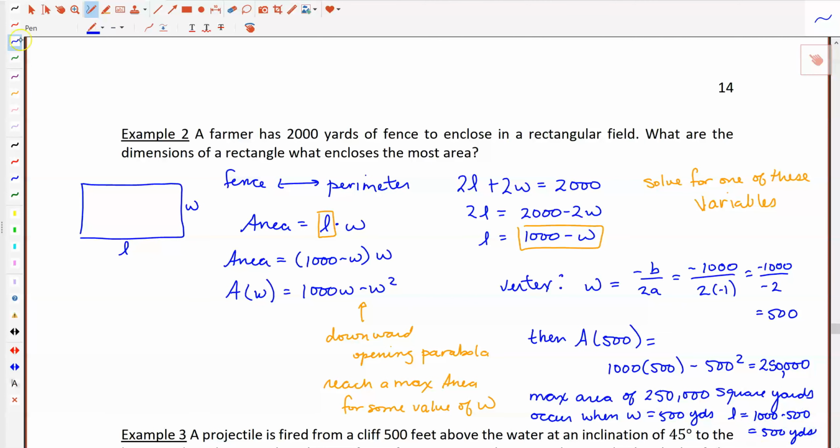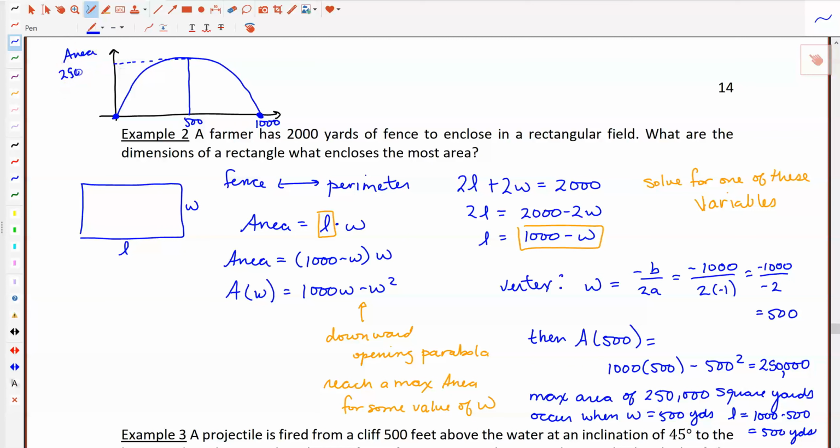Just drawing a very simple graph of this to visualize what is happening. All right, so I'm going to have a parabola. It'll have x-intercepts at 0 and 1,000, and then at 500, I'm going to reach my max area of 250,000.